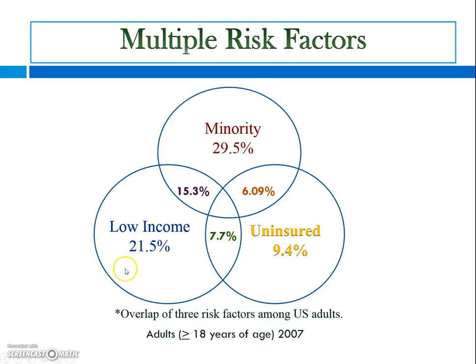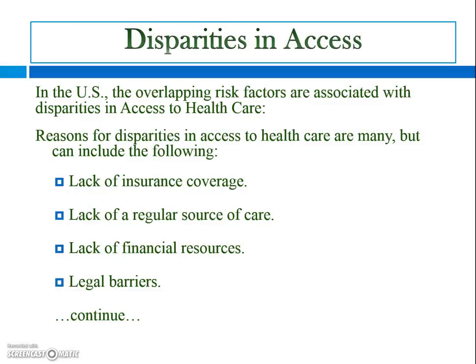So if you look here at the chart, you'll see that the low income group may be 21.5%, but of that, 7.7% actually have multiple risk factors. So they have both low income issues as well as lack of insurance. So when you put all this together and you consider the fact that there's multiple disparities, you can also recognize how difficult it is for these individuals to actually gain access to care. In the U.S., overlapping risk factors are associated with disparities in access to health care.